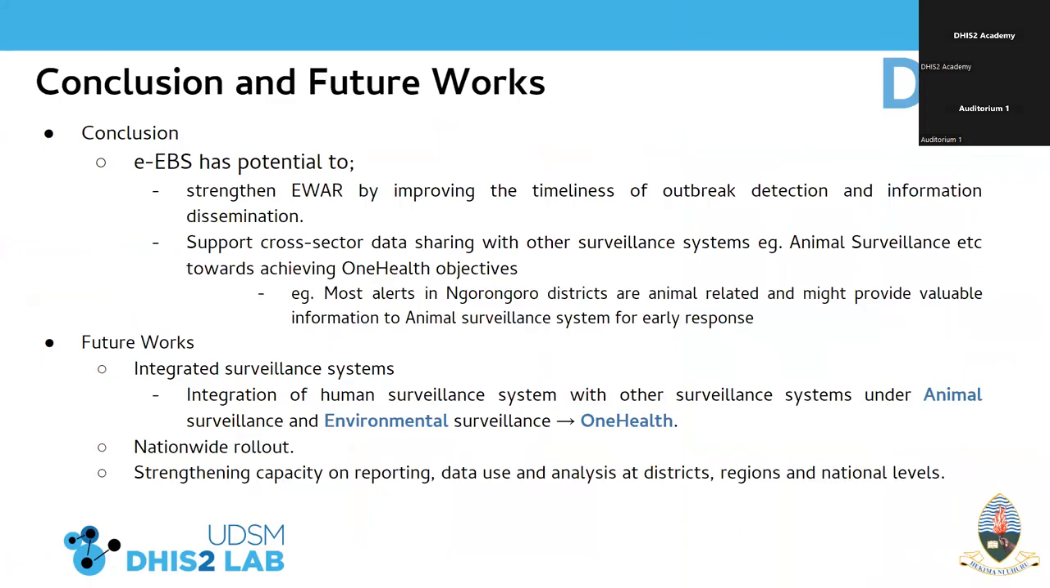In conclusion, we see that EBS has the potential to ensure timeliness in outbreak detection and dissemination. We also see that it has potential to support cross-sector data sharing. As you know, we are collecting alerts, and the alerts can be animal-related or environmental. So there is potential for using EBS to send or receive notifications from other One Health initiatives that are around. As I said, most of the alerts in Ngorongoro are animal-related, so this could be the case.